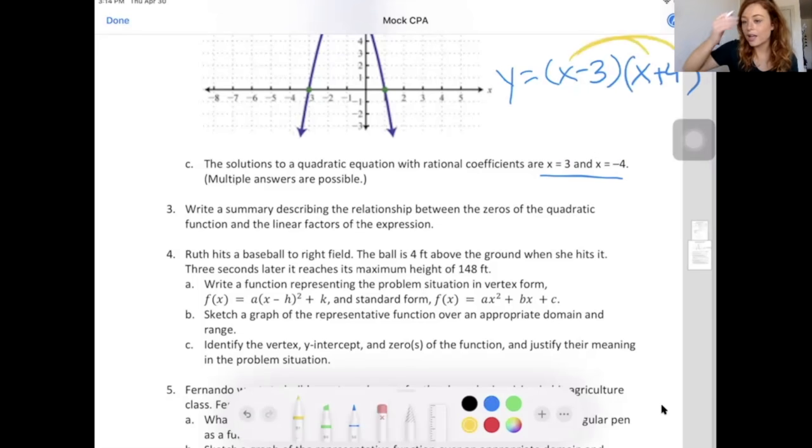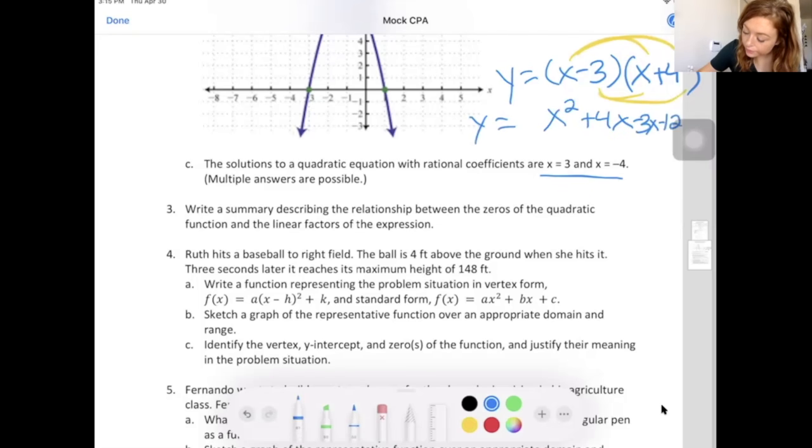So we're gonna do shirts and pants, FOIL, double distribute, however you want to look at it. Okay, so we have x squared plus 4x minus 3x minus 12. And then I'm going to combine those inner terms. So that's going to be y equals x squared plus x minus 12. Go back to how to multiply binomials that we did on Khan Academy if you need to review that. Okay, so now that's a representative function. One of my things is done.